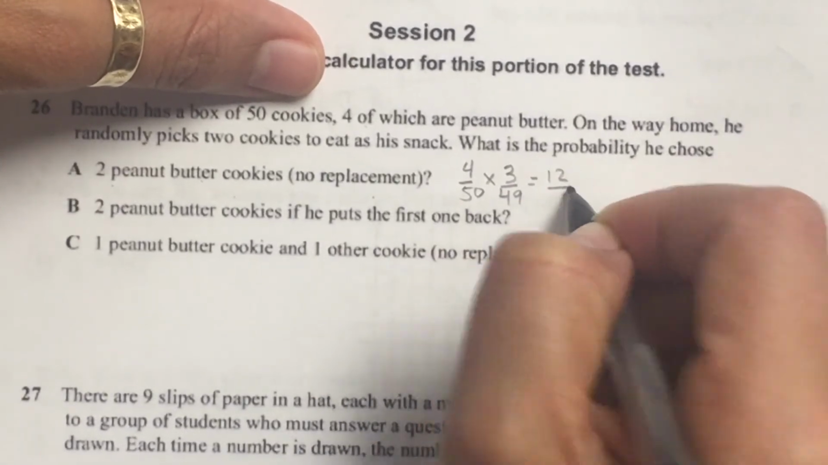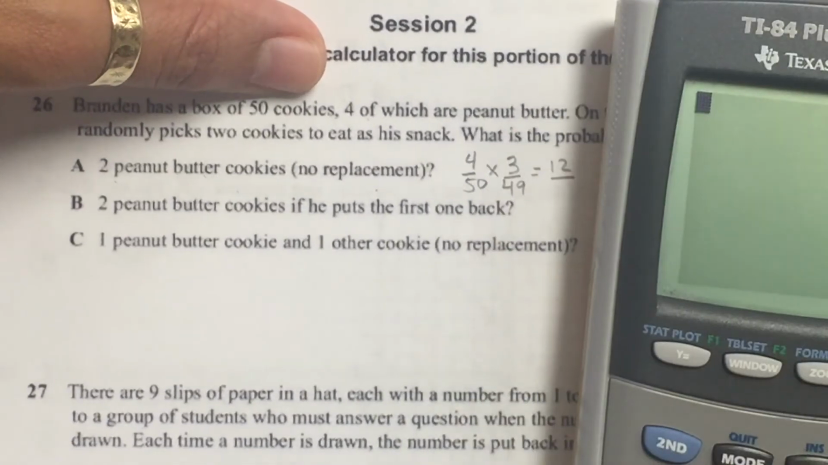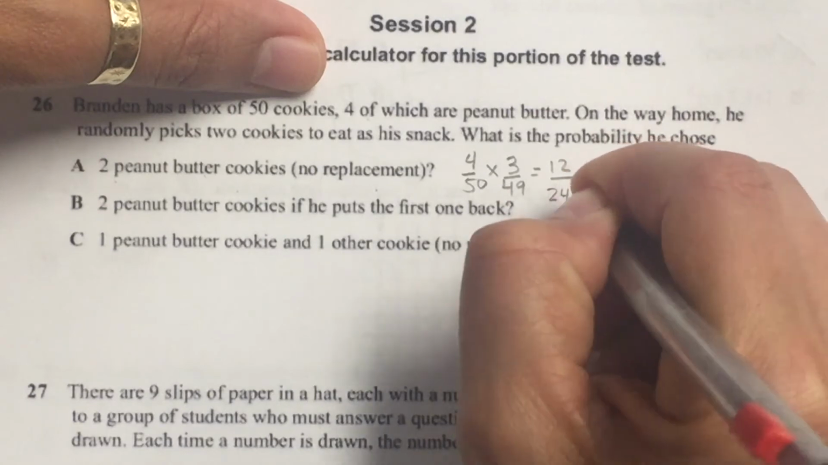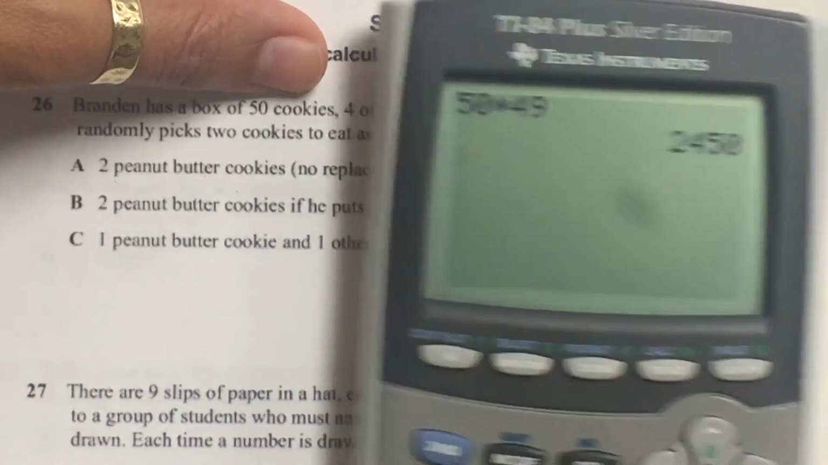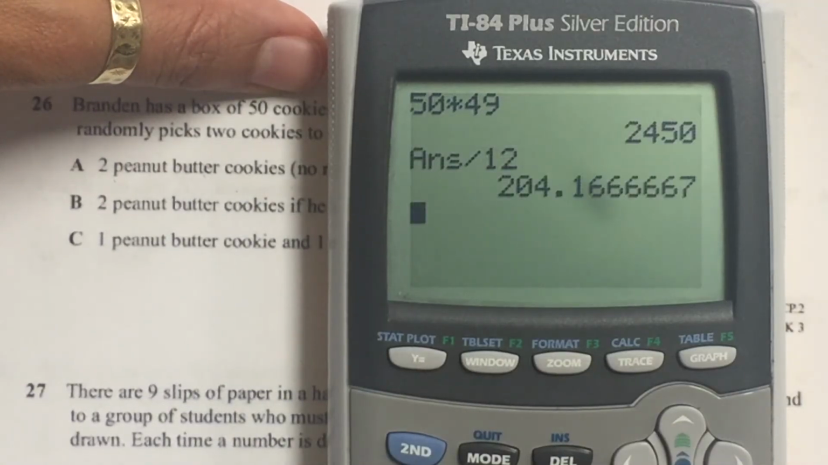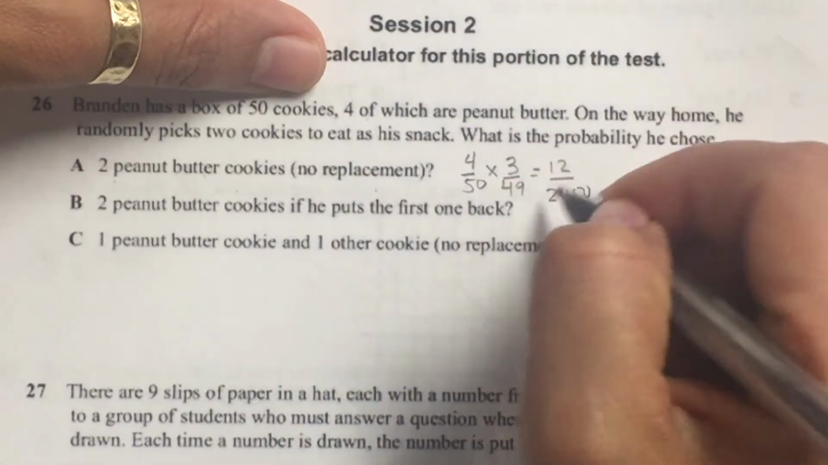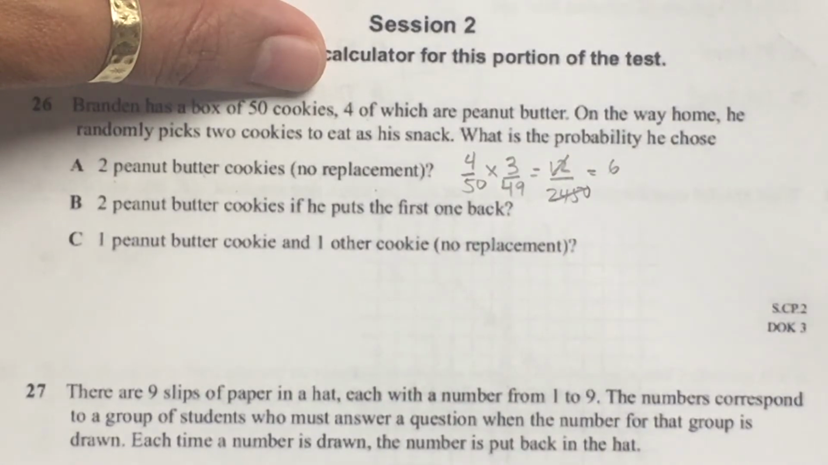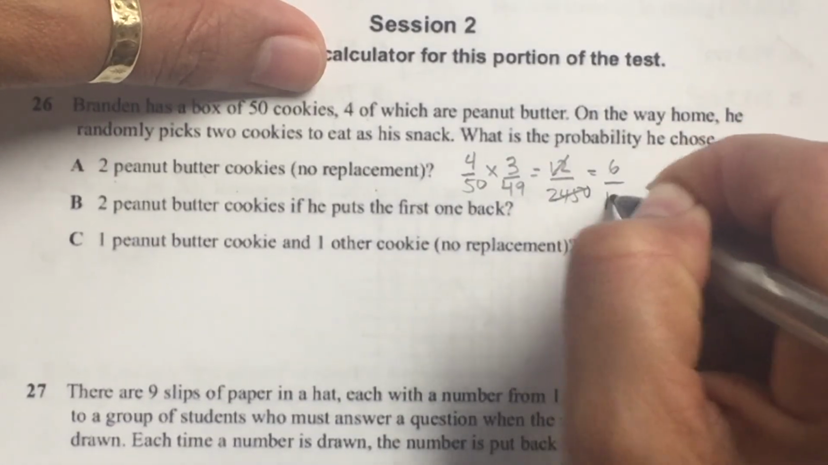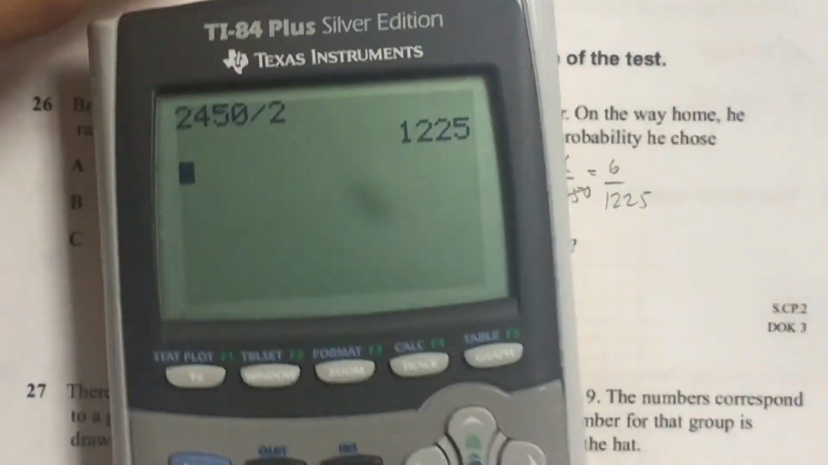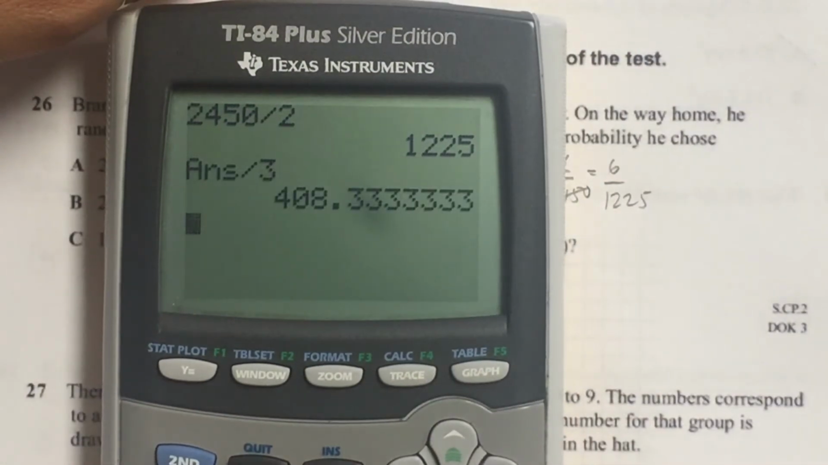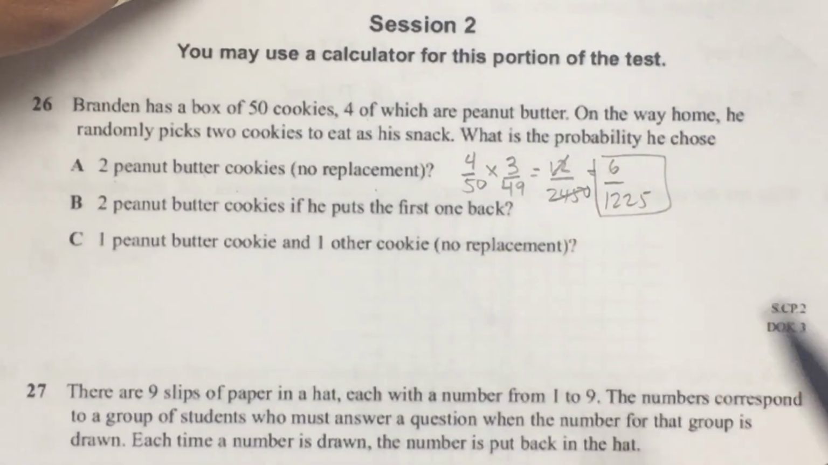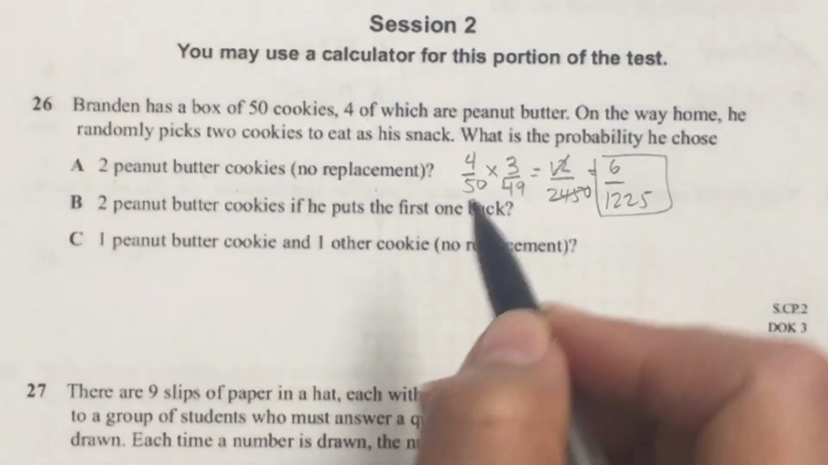So it's going to be 12 over, and now you can use a calculator, 50 times 49, which is 2450. And you always simplify. So I'm going to check if it simplifies by 12. It does not. I'm just going to do by 2. So that's going to be 6 over 2450 divided by 2. Can't do 2 anymore, so let me check 3. Can't do 3, so that's the least. That's for 2 peanut butter cookies with no replacement.